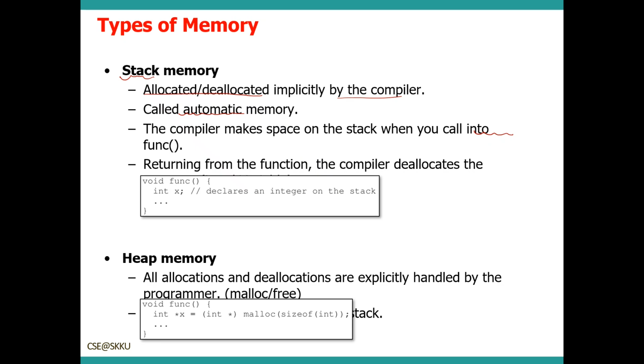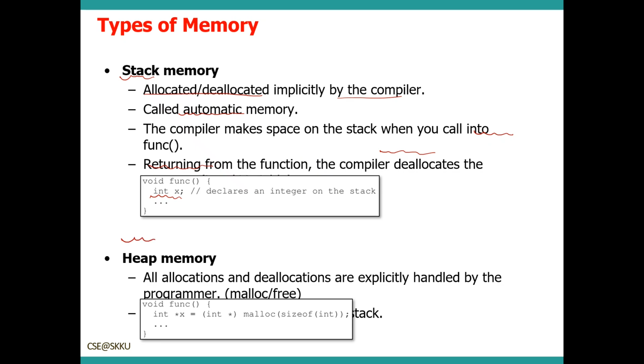When the application returns from the function, the compiler will deallocate the memory. A variable declared in the function is a local variable. This local variable uses some memory during the execution of the function, but after the function call, the local memory space is freed.